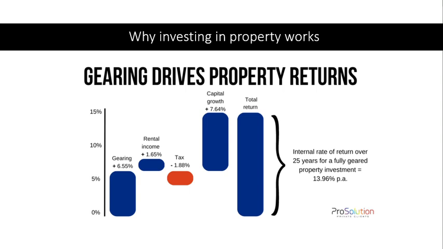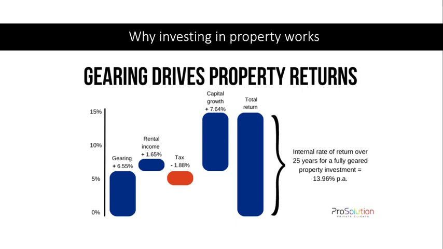Rental income has only contributed 1.65%, and the reason for that is that property tends to have large expenses associated with it. So it's not really an income asset. And gearing has contributed over 6.5% of the total return. So if we take the gearing out, our returns wouldn't be that great.